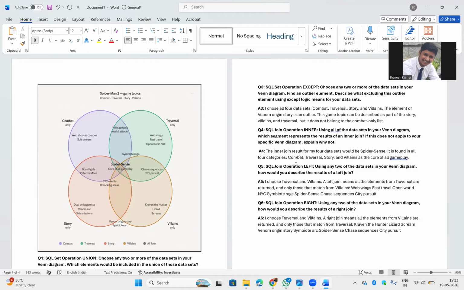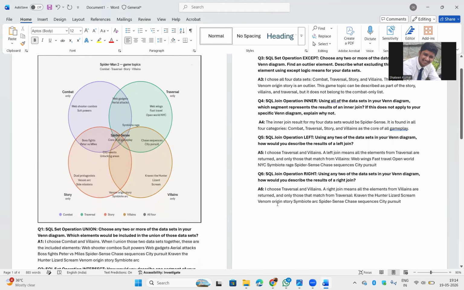Next, the fifth question is for the left join operation. I chose traversal and villains. A left join means all the elements from traversal are returned, and only those that match from villains: web wings, fast travel, open NYC, symbiote range, spider sense change, and sequences in the city pursuit.